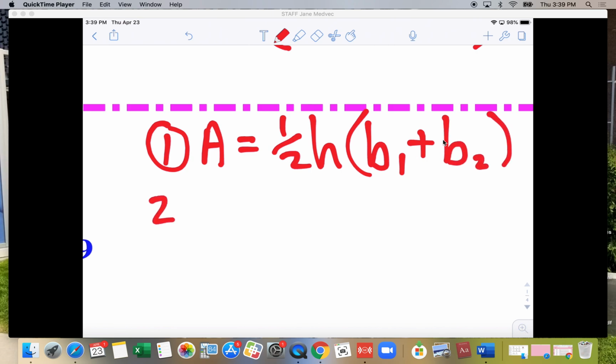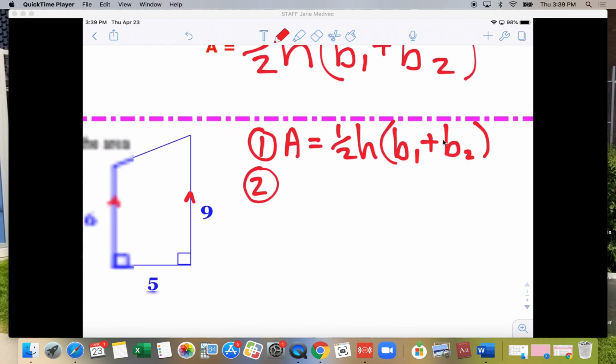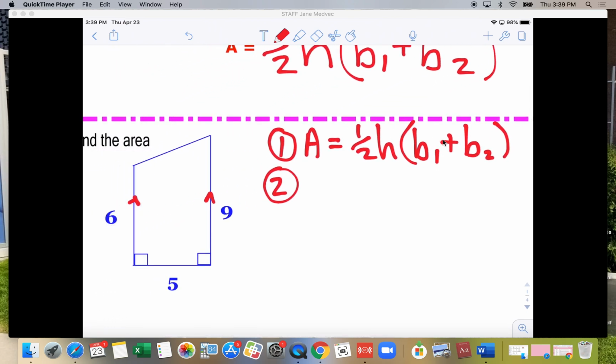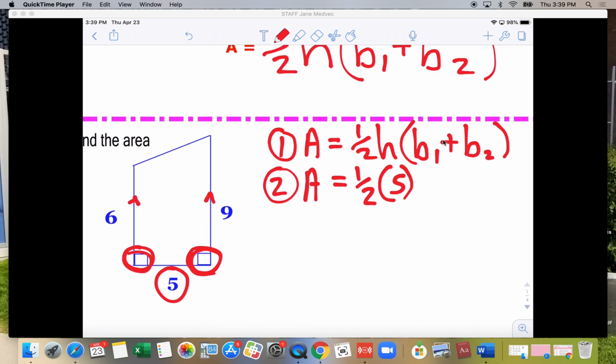The second step is to add what I know. They're asking you to find the area, so I'm going to leave the A. I'm going to grab 1/2. Now you can see that my height is going to be my 5, and I know that because of this right angle here. Base 1, it doesn't matter what I call it. Is it going to be 6? Is it going to be 9? It doesn't matter. I'm going to put 6 and then 9, and I know those are the bases because they're parallel to each other.